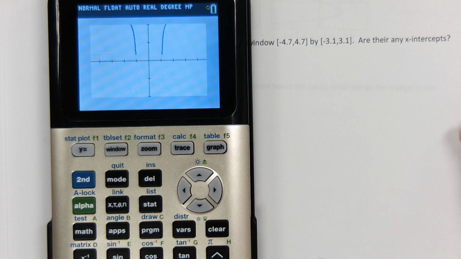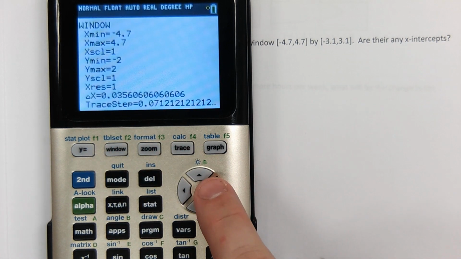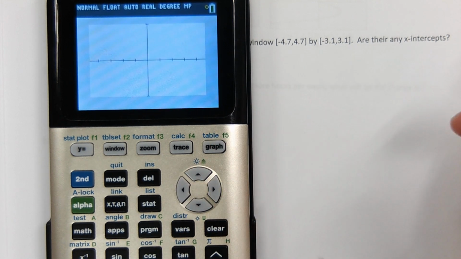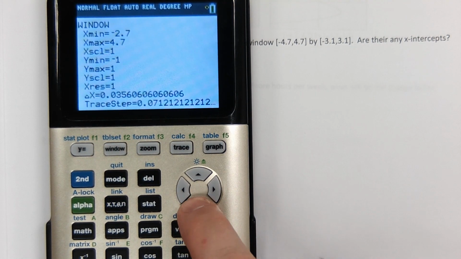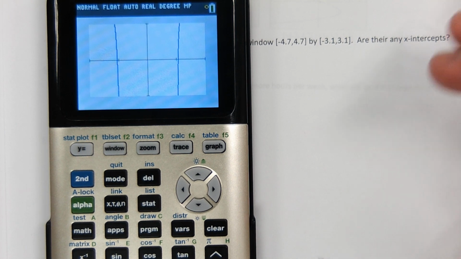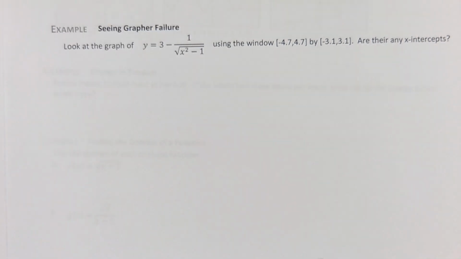Still didn't work. How about that, right? What about -1 to +1? Still not working. Maybe it's a problem with the x's as well. There we go. So we can see it clearly does cross through the x-axis. But I just wanted you to see all that. So yes, there are x-intercepts.